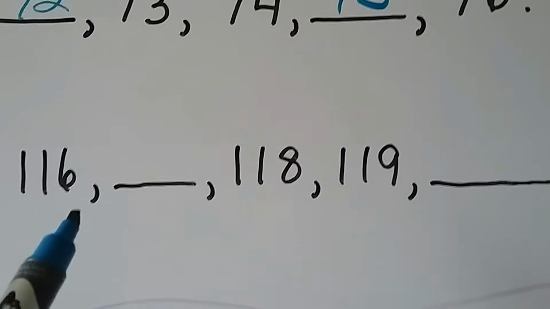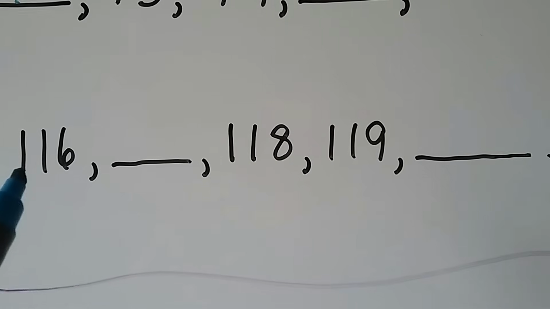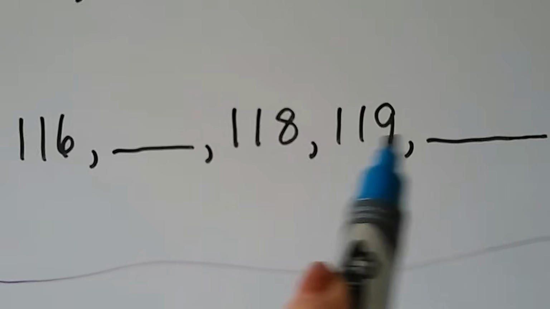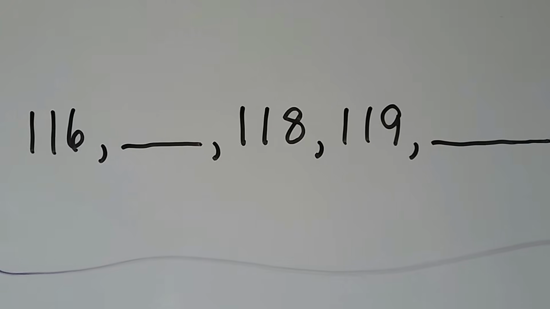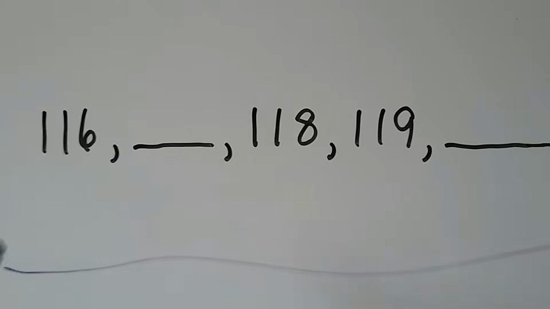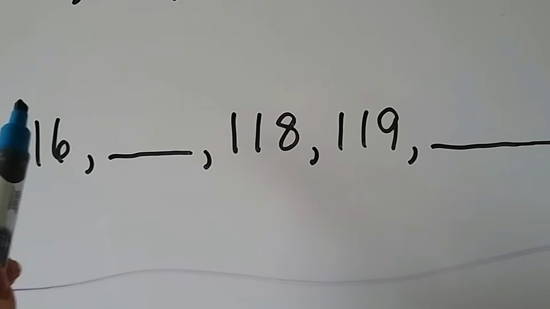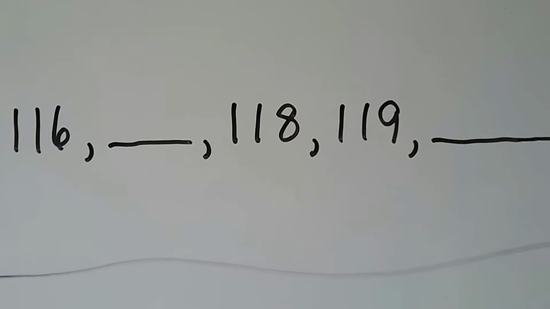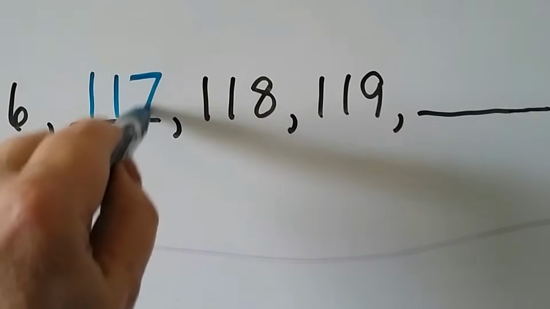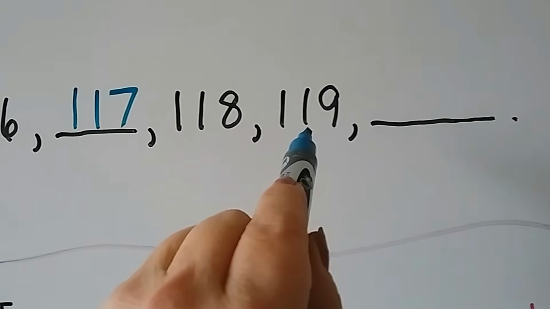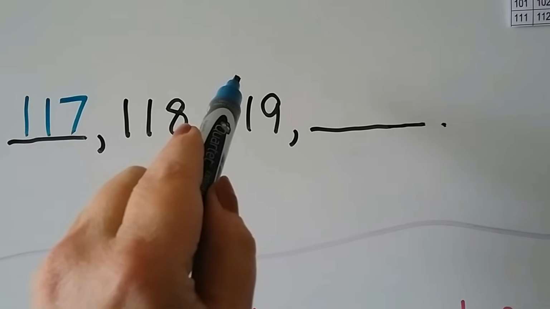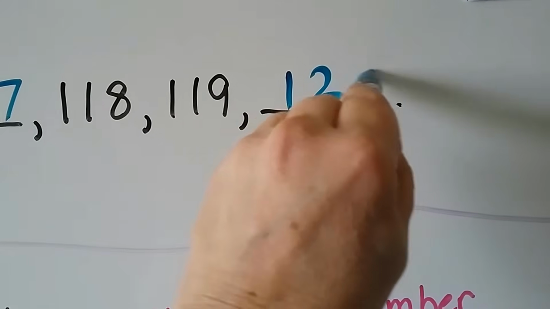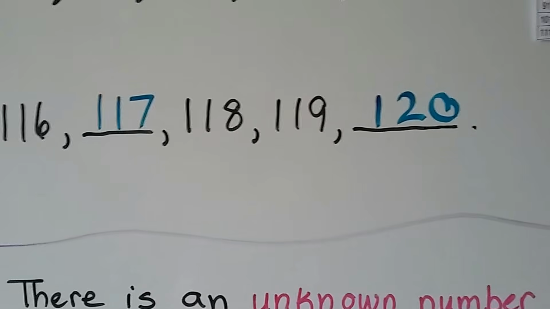What about here? We have 116 and an unknown number, and then 118, 119, and an unknown number. You could actually do this by pretending the 100 isn't there. What comes after 16? 17. So this would be 117, 118, 119. What number comes after 19? 20. So this would be 120. See?